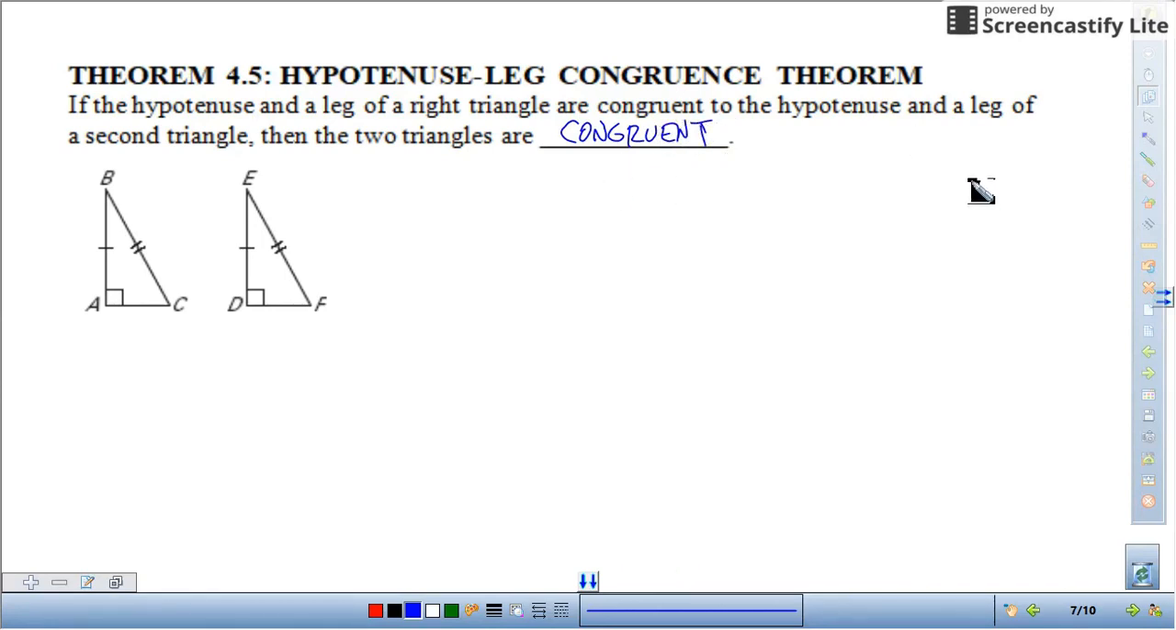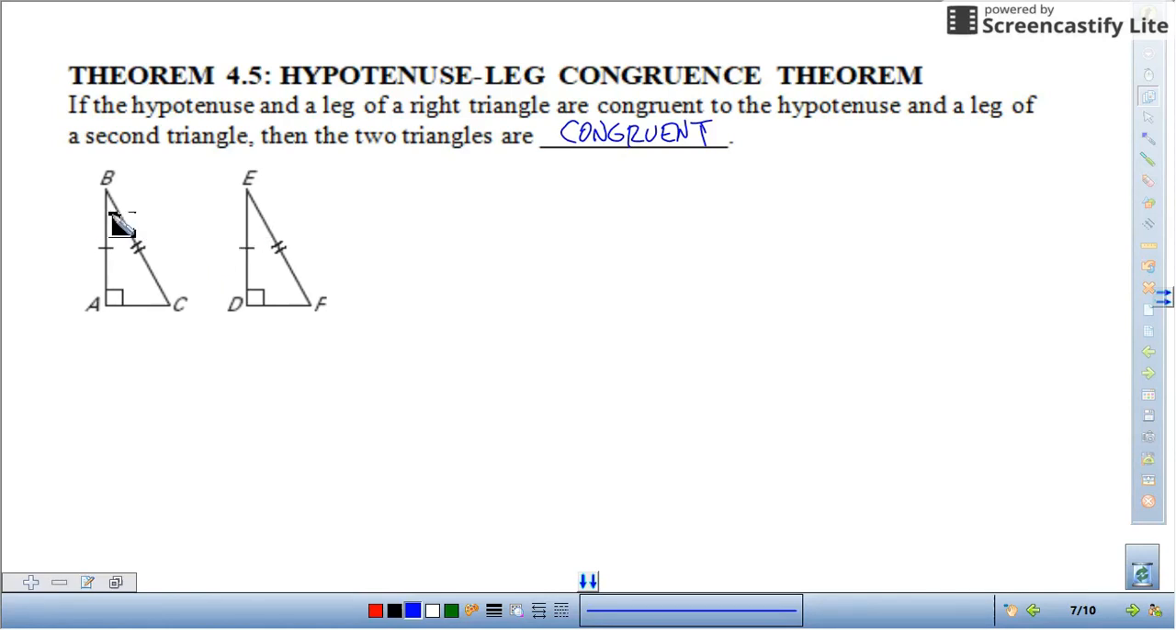So this theorem is specific to right triangles. And again, what we're saying is that if the hypotenuse, which remember is opposite our right angle, is congruent to the other hypotenuse, and one of our legs is congruent to its corresponding side in the other triangle, then those 2 triangles must be congruent.